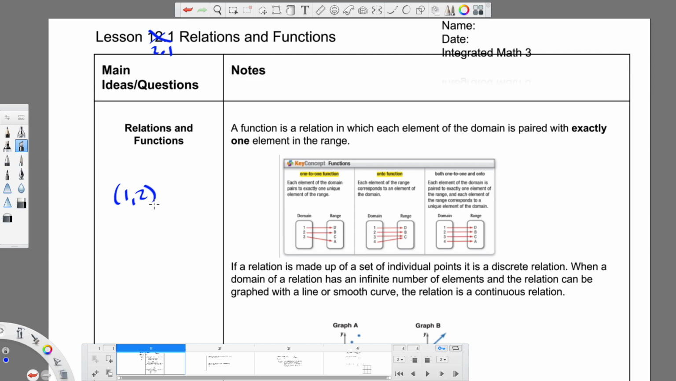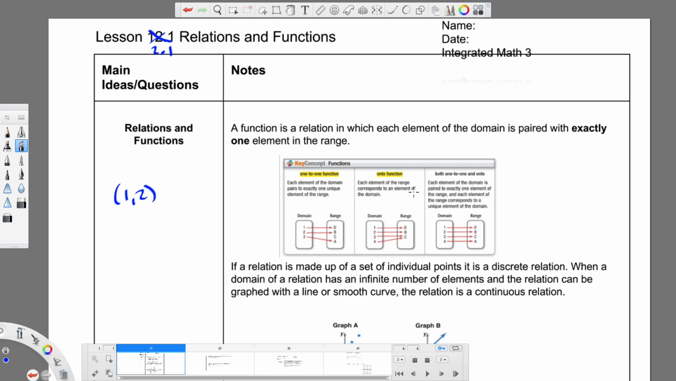But when we have a function, we have a special relation. So a function is a relation in which each element of the domain is paired with exactly one element in the range. So here we can see this. Each element of the domain pairs to exactly one unique element of the range. So we can see these arrows pointing from 1 goes to D, 2 goes to B, 3 goes to A.